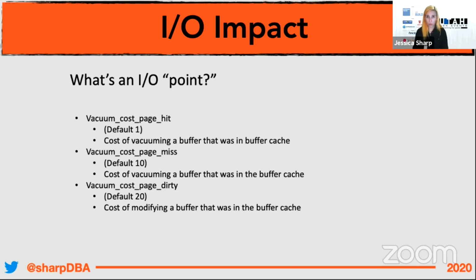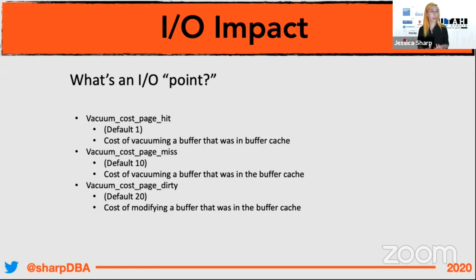Before we talk about controlling IO impact, we need to understand IO points. There's no technical definition here, it's just a point system that the vacuum and auto vacuum use. So each of these three things cost points. Just hang on to that for a second.